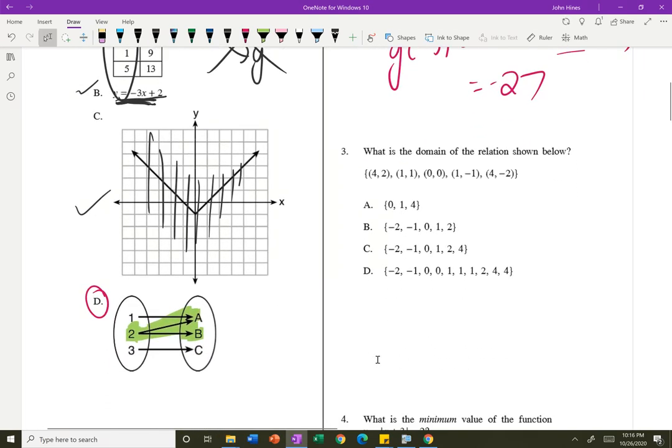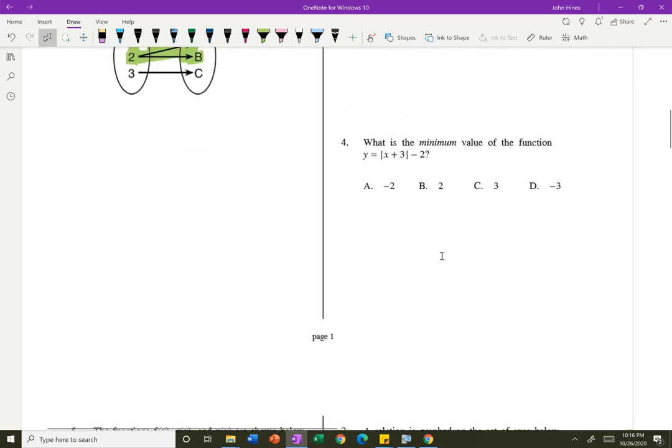What is the domain? Well, when I talk about domain, I'm talking about my inputs, my x values. So it wants to know what are all the x values of this relation here. 4, 1, 0, 1, 4. It looks like A. Domain is my x value, my input. Notice this isn't a function because your x values repeat. X equals 4 goes to two different outputs.